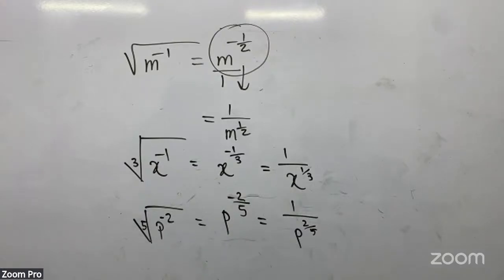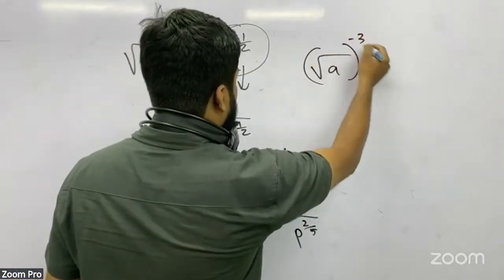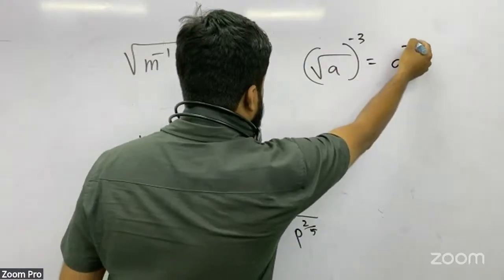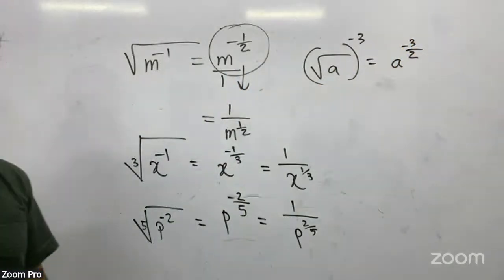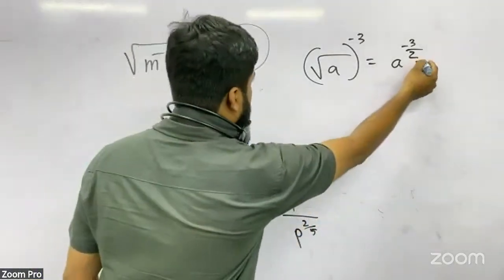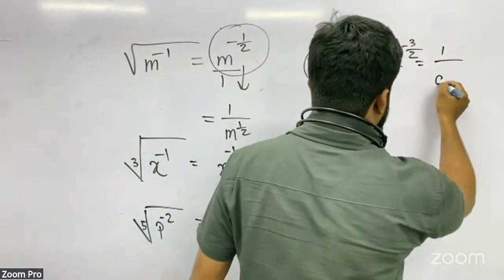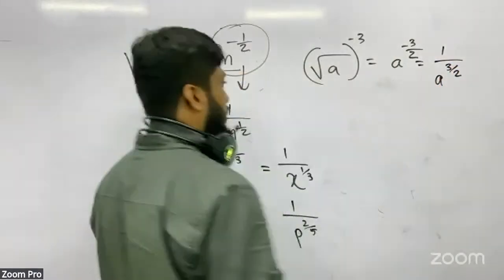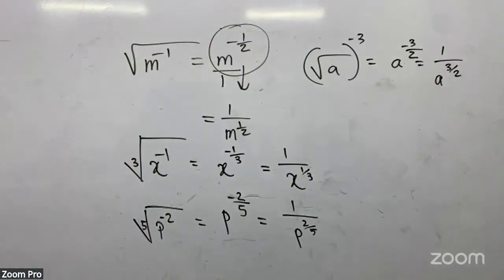Other one, square root a to the power minus 3. I told you even the minus 3 comes here. How will you write this? Minus 3 is up. Square root means what is down? 2 is down. Then if you want to write it with positive exponents, you can write 1 over a to the power 3 over 2. Okay. What's next?